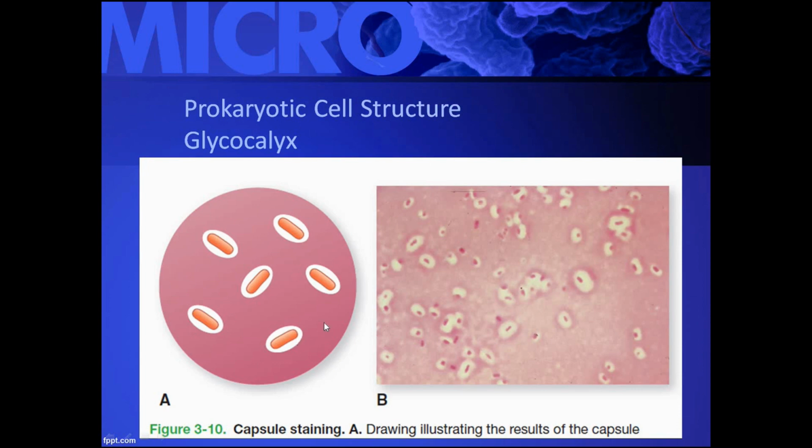So this is how we stain the glycocalyx. The staining is called negative stain because the dye stains the background and stains the bacteria, but not the capsule. So we see a halo around the bacteria.